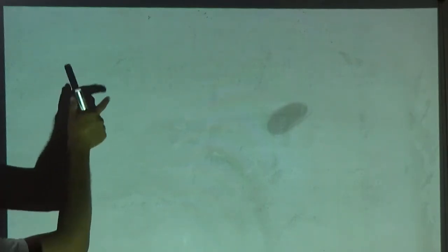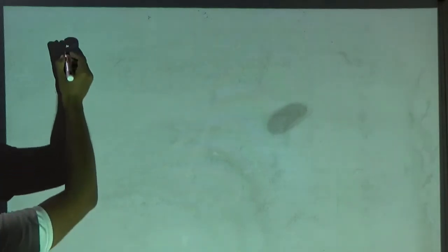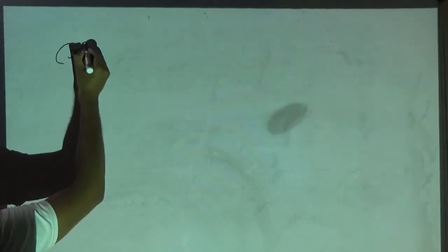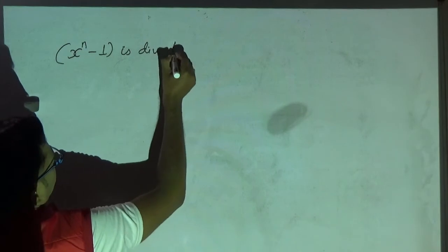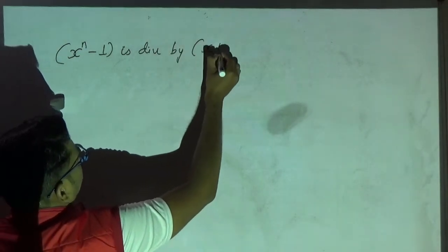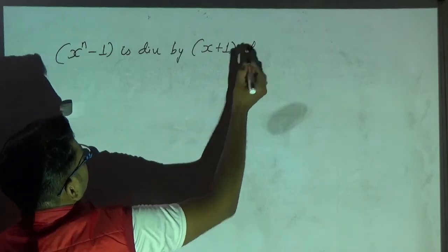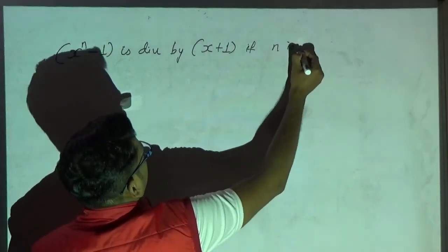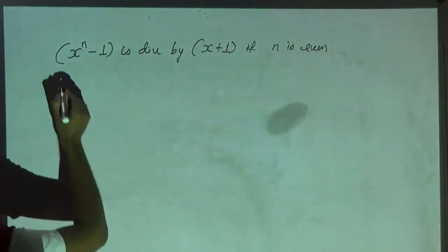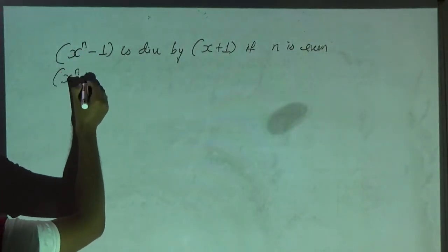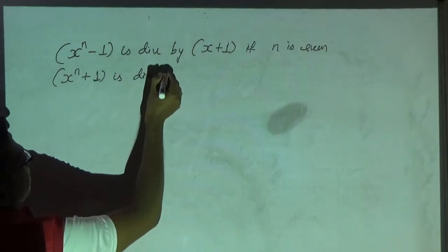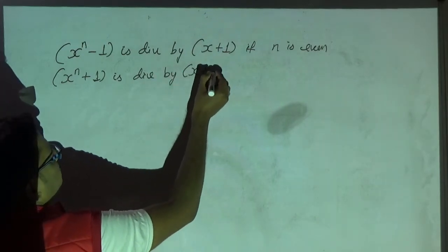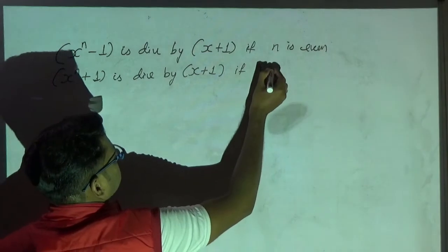Now, another set of questions they are going to ask you. I am writing a concept here. Please write down that concept. X power n minus 1 is divisible by x plus 1 if n is even. Please write this down. X power n plus 1 is divisible by x plus 1 if n is odd.